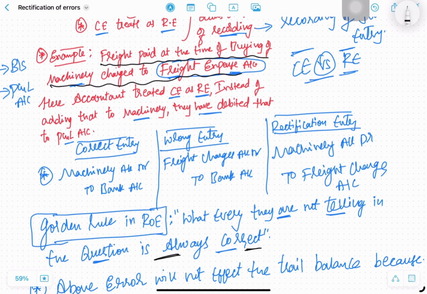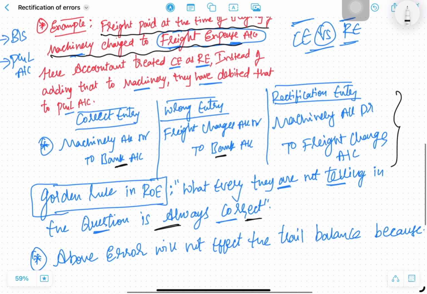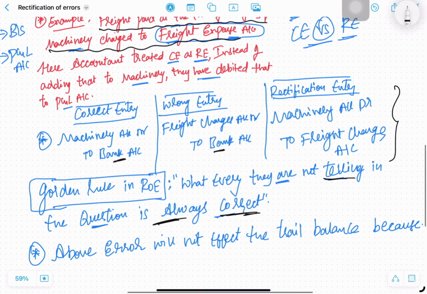See, look at this. Freight paid. What is the correct entry? Machinery account debit to bank account. What is the wrong entry they have passed? Freight charges account debit to bank account. Here the bank account is silent. You should not consider the bank account while doing rectification, because whatever they are not telling in the question is always correct. Whatever they are ignoring in the question, you also ignore in the rectification of errors. That is the most important.